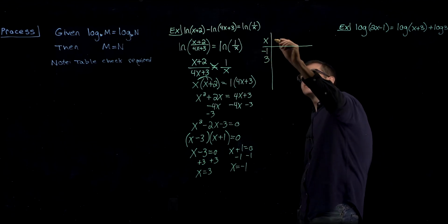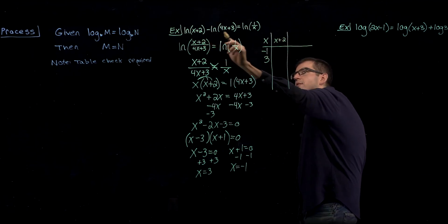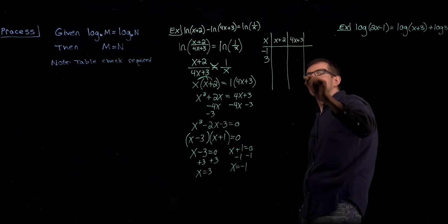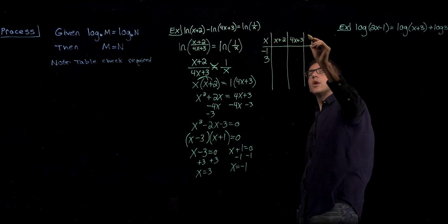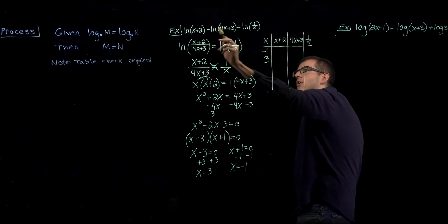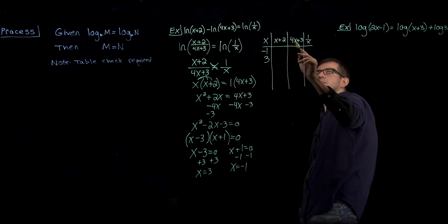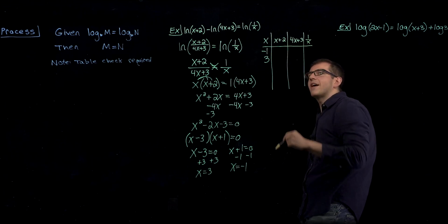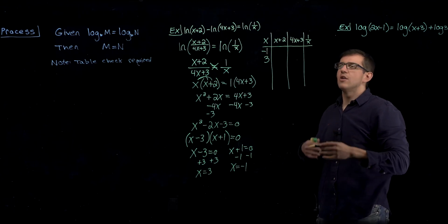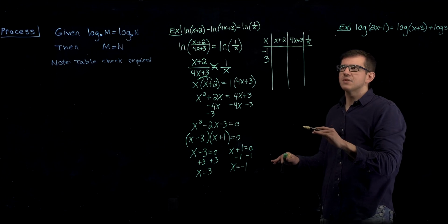And we're checking them inside of x plus 2 from here, 4x plus 3 from here, and 1 over x from here. So for each of our original logs, we take what was inside it, x plus 2, 4x plus 3, 1 over x, and we test our values in them. And when we do these table checks, it only has to fail one time. If it fails once, it is automatically not a solution.